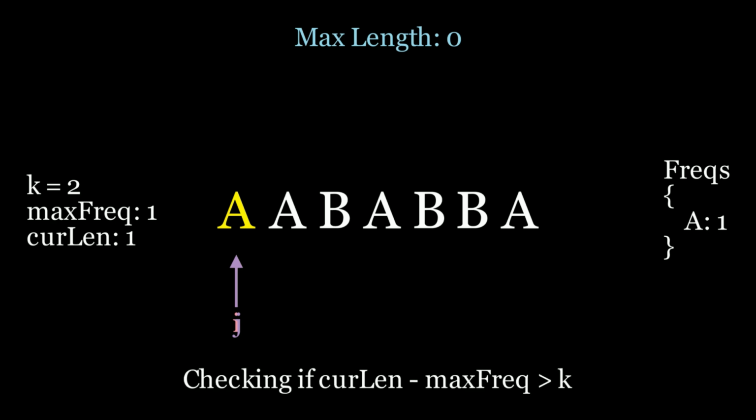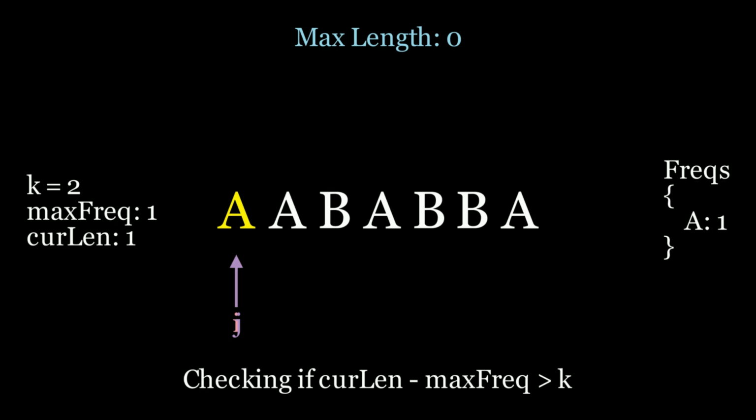Now we're going to check if the current length minus the max frequency is greater than k. This is really the most important condition of this entire algorithm. curLen tells you the length of the substring that you're currently analyzing. Max frequency tells you what is the most frequent letter in my substring and what is that count. Now the difference, curLen minus the max frequency, tells you how many letters you have that are different from your most popular letter. And if that is greater than k, that means you can no longer flip all the letters to be the same exact letter. And so you'll need to move the i pointer.